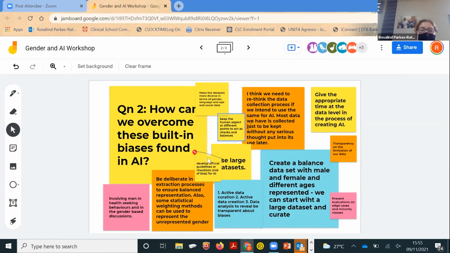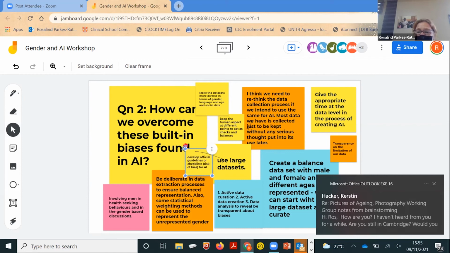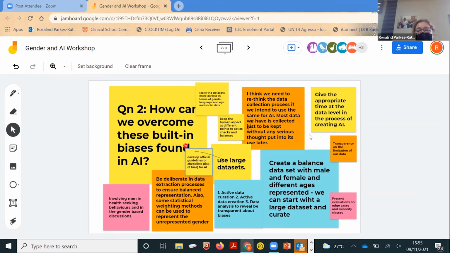If you don't have the right things. So there's a couple more. Make the data sets more diverse, develop official guidelines and checklists. So again, around the data sets.